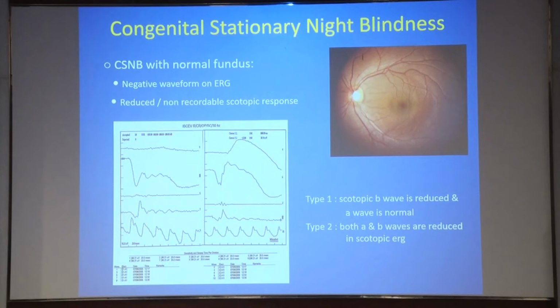Coming to congenital stationary night blindness, the term itself is very descriptive of how the patients present. Generally, these are older children. A lot of them may have 6/6 to 6/9 vision, complaining of severe difficulty in night vision. CSNB is of two types, with a normal fundus and abnormal fundus. The normal fundus looks completely normal. It's only on ERG that you can detect the characteristic negative waveform, where the B wave is absent and the A wave is normal, which gives it that negative appearance. In type 2, both A and B waves are reduced in the scotopic ERG.